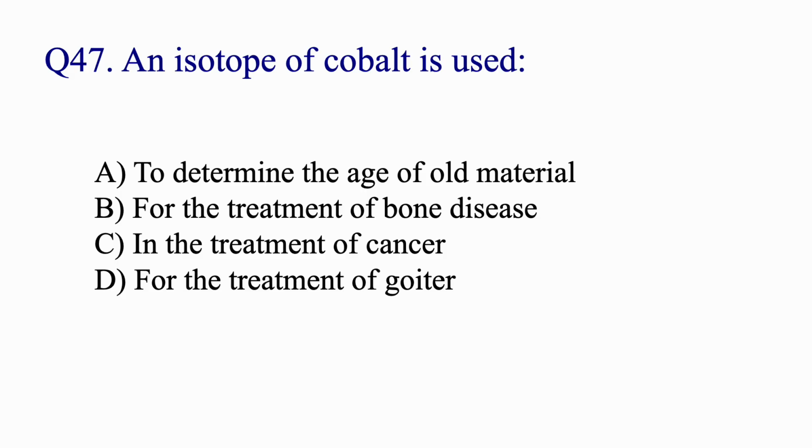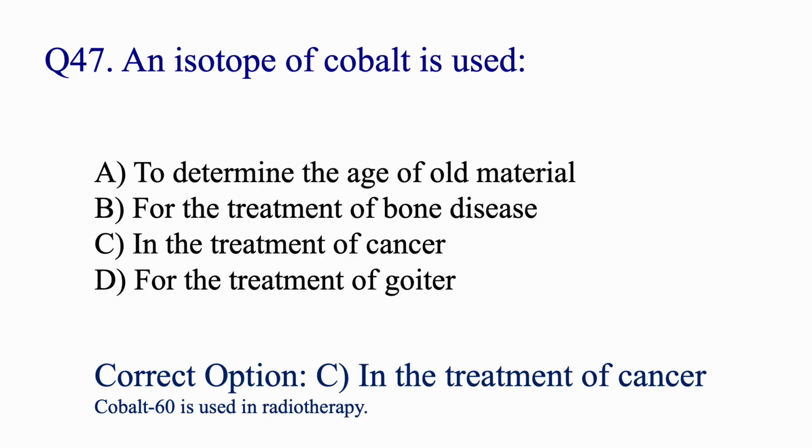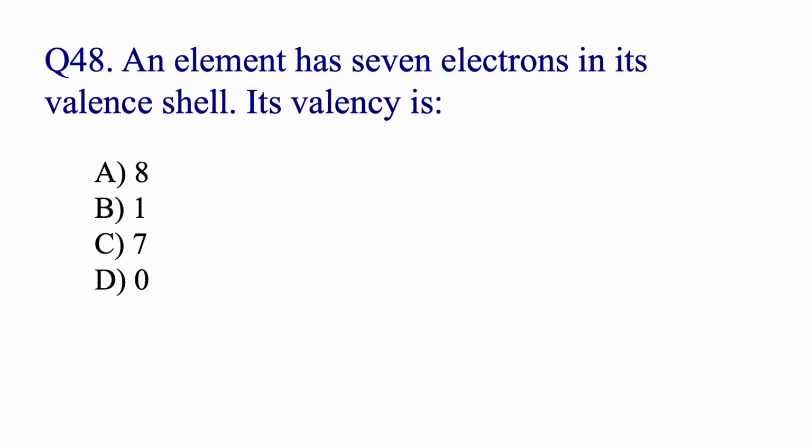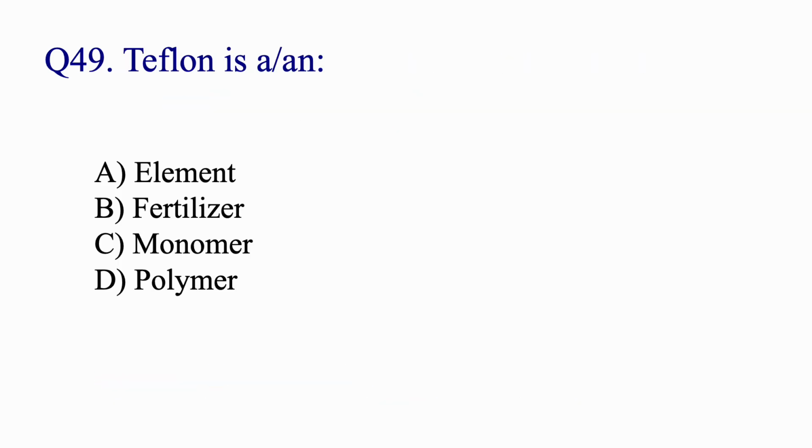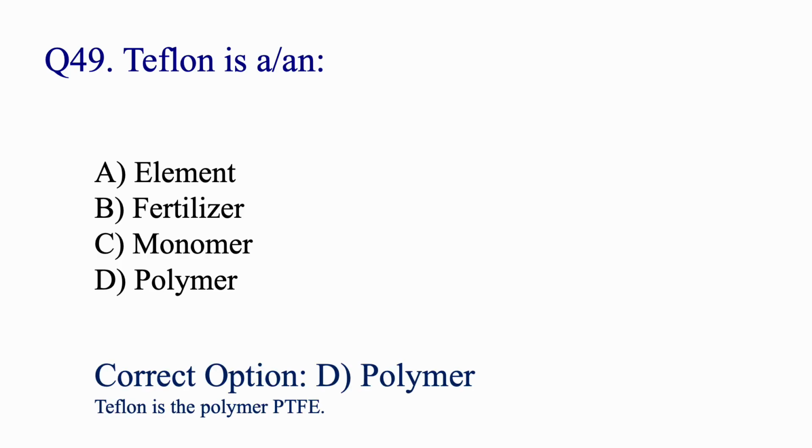An isotope of cobalt is used in the treatment of cancer. An element has 7 electrons in its valence shell. Its valency is 1. Teflon is a polymer.